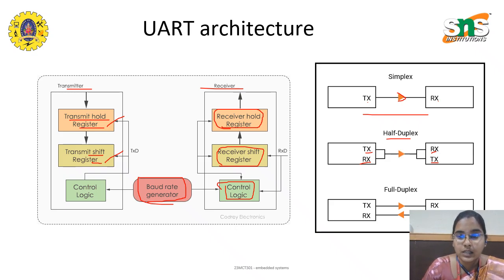In full duplex, device A acts as both transmitter and receiver at the same time. It transmits data and also receives data at the same time, and device B likewise acts as receiver and transmitter in full duplex. So in simplex only transmission happens; in half duplex the device acts as transmitter and receiver but not at the same time; and in full duplex it acts as transmitter and receiver at the same time.